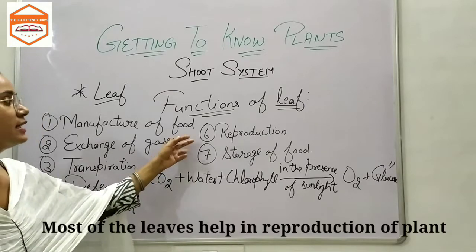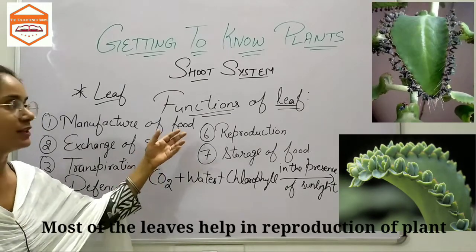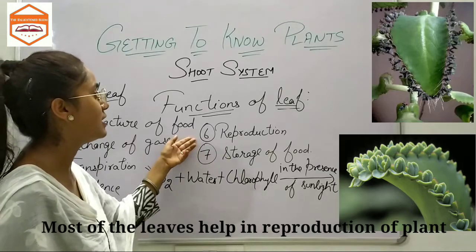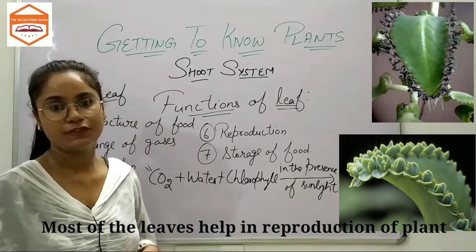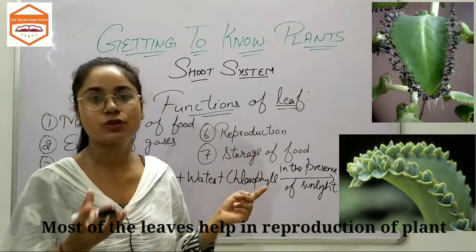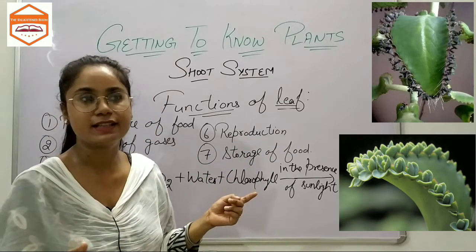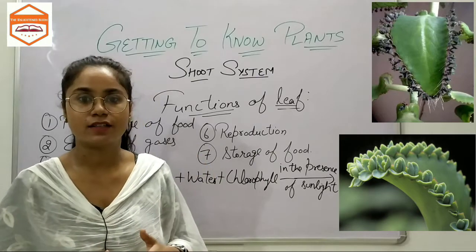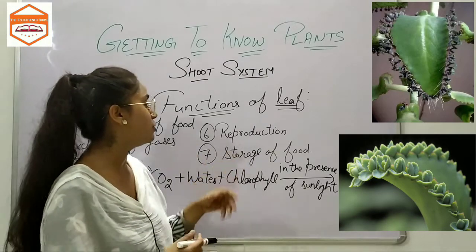Now the next one is reproduction. Yes, as you can see through the picture, most of the plants help in reproduction, and in that the leaves grow some buds on their surface, and from those buds new plants are grown.